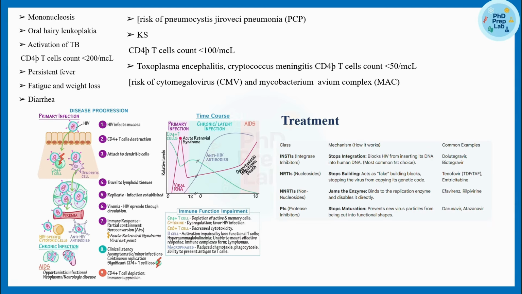Then there is the immune response, with partial containment and seroconversion. And then there's clinical latency, where you could be asymptomatic for up to 10 years. Then slowly CD4 depletion and immune suppression are seen. So there is no actual cure for AIDS. You can only suppress the symptoms for a certain amount of time until your whole system gives up.